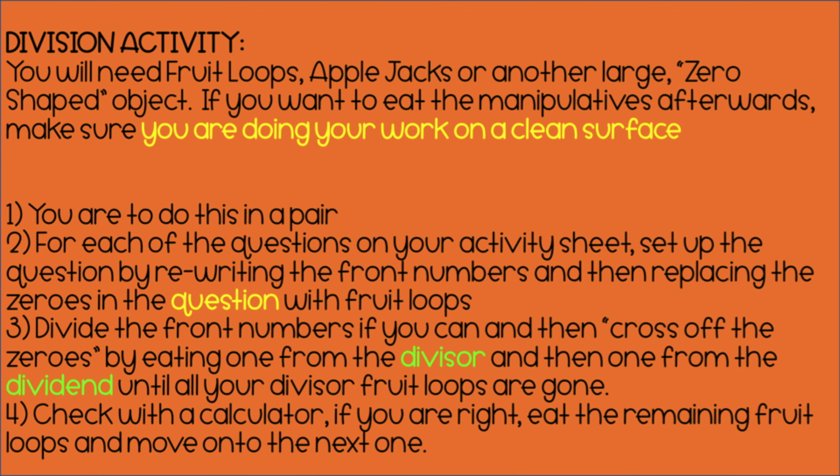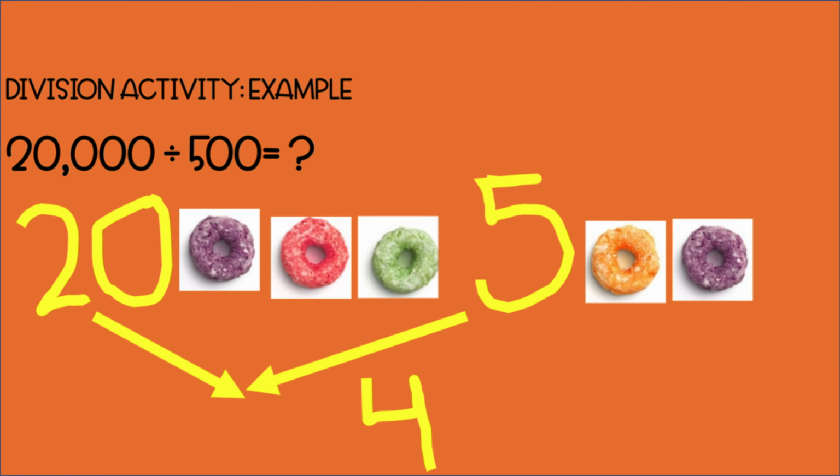Now, let's do the same thing but with division. You will need the same manipulatives, and if you're going to eat it, do it on a clean work surface. You're going to do this by yourself. For each of the questions on your activity sheet, set up the question by rewriting the front numbers and replacing the zeros in the question with Fruit Loops. Sounds familiar? Divide the front numbers if you can and cross off the zeros by eating one from the divisor and one from the dividend. If you're using non-edible manipulatives, just move them off to the side. Step 4, check with the calculator. If you're right and you have edible manipulatives, go ahead and eat it.